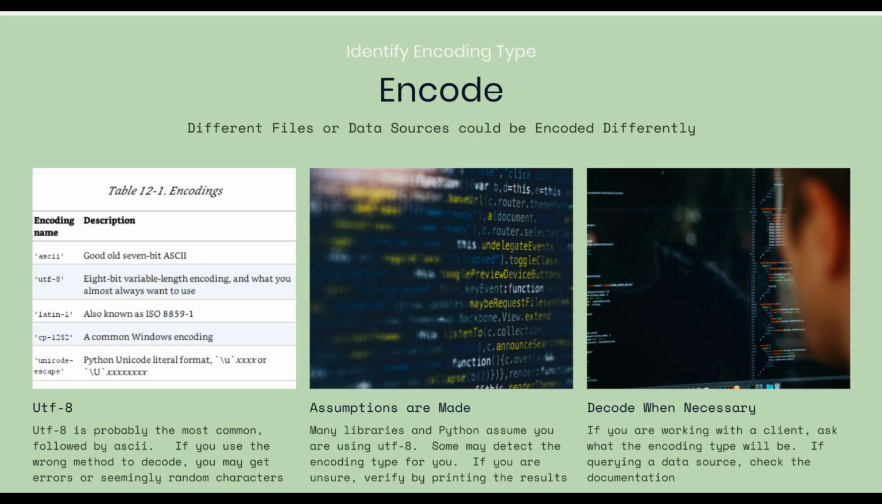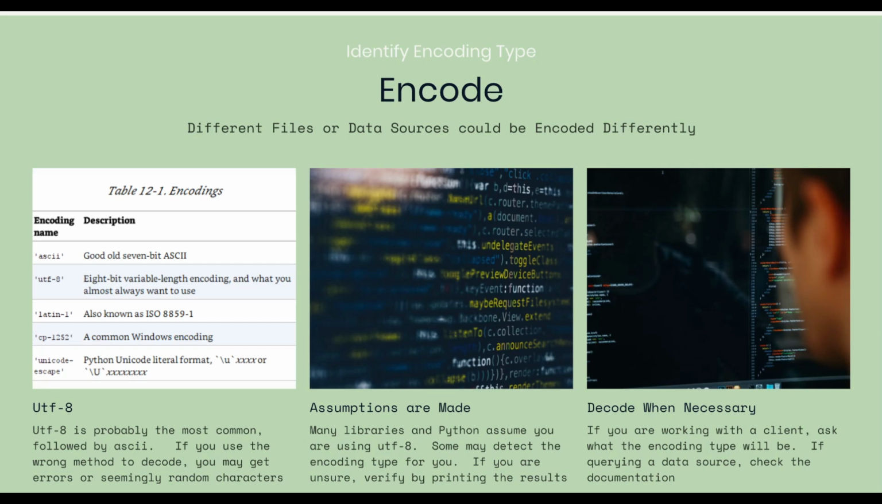So if you have a file that you're working with that some client or company is sending you and you're unsure what encoding type they are using, you may read that file in the Python language and then print out the results and make sure everything looks good to you. The other thing would be, and that's in the next column, if you're working with a client, ask what the encoding type will be. If querying a data source, check the documentation. A lot of times this information is readily available to you. You just need to ask or check the documentation, which helps eliminate any need to try and guess your way through what type they're using, because that does get annoying pretty fast.